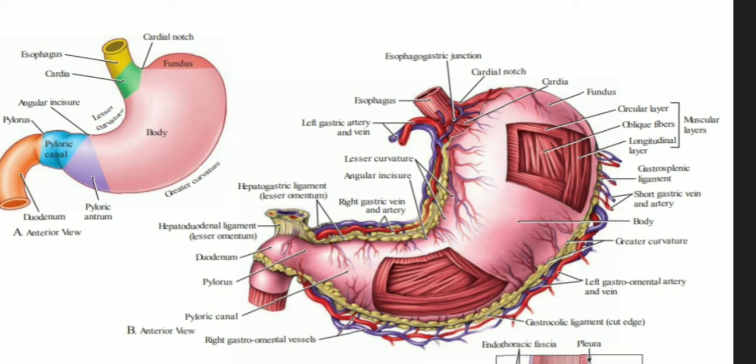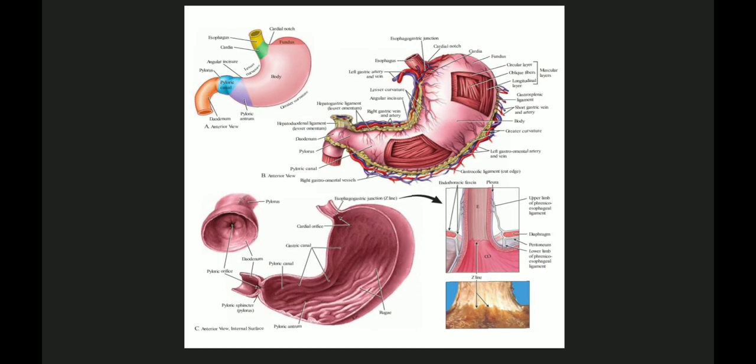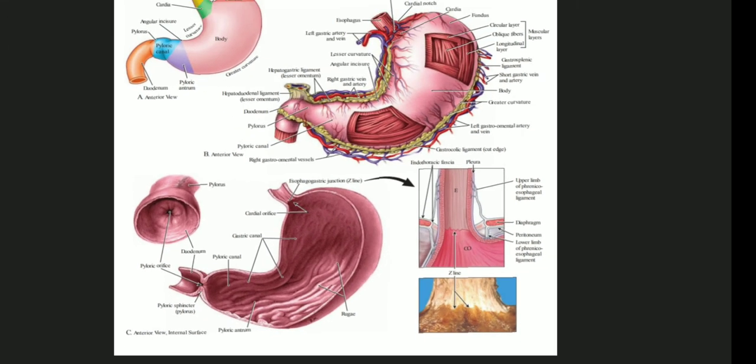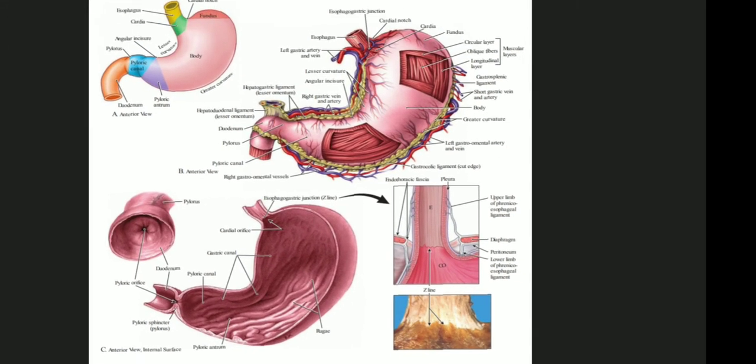And the fundus is supplied by 5 to 7 short gastric arteries. You can see the left gastro-omental and right gastro-omental vessels. The greater curvature is supplied by the left gastro-omental artery and the right gastro-omental artery. Hope it is clear to everyone. This is the cardiac orifice. Arterial supply is completed.